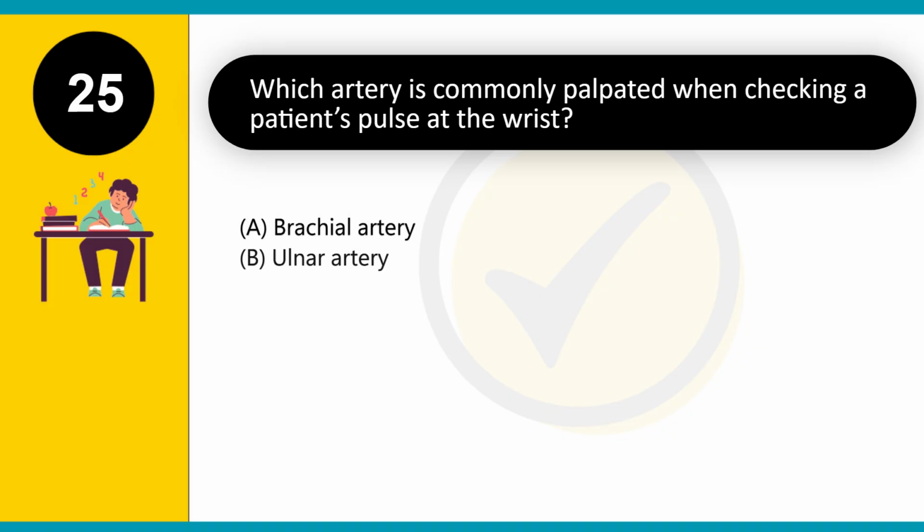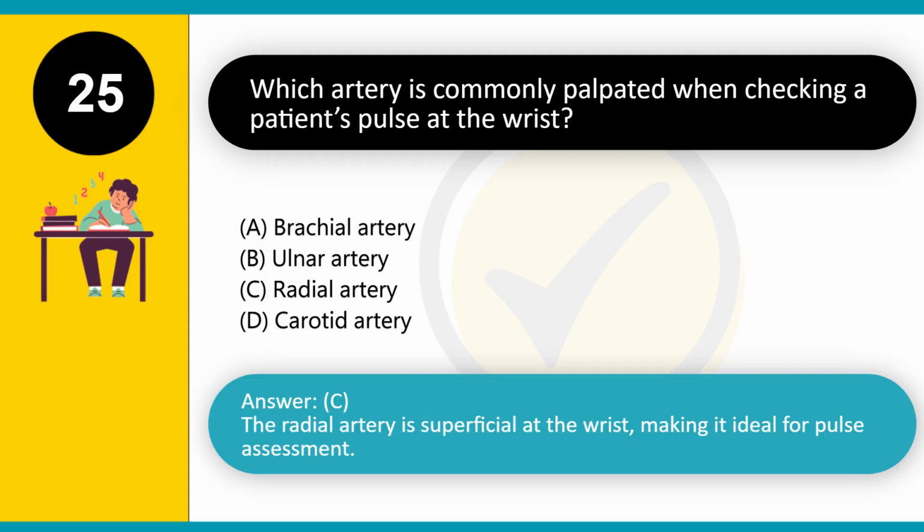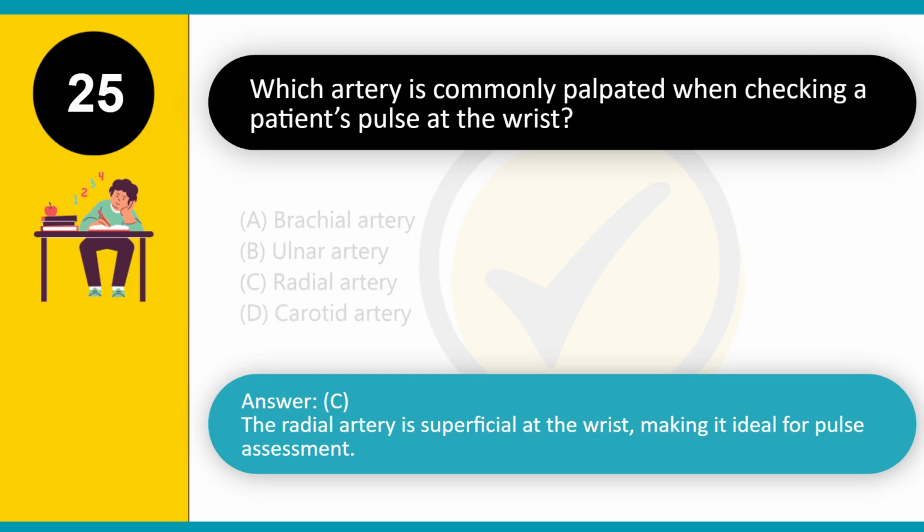Which artery is commonly palpated when checking a patient's pulse at the wrist? A. Brachial artery. B. Ulnar artery. C. Radial artery. D. Carotid artery. Answer, C. The radial artery is superficial at the wrist, making it ideal for pulse assessment.